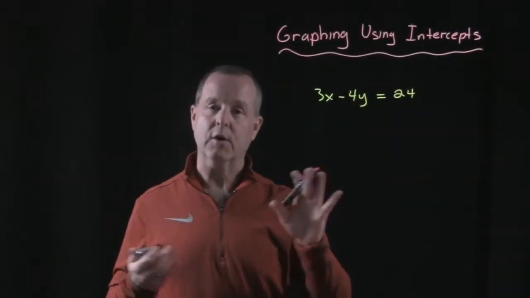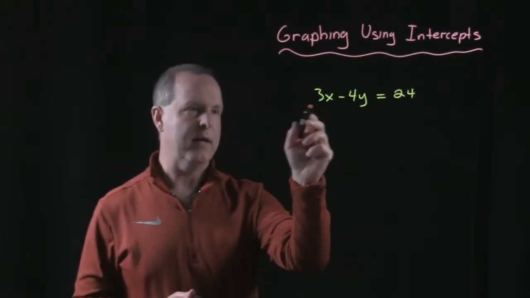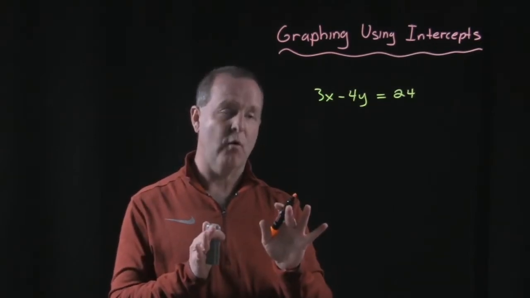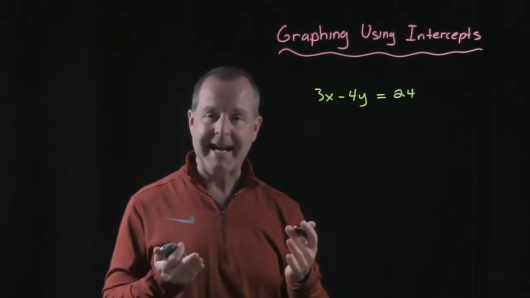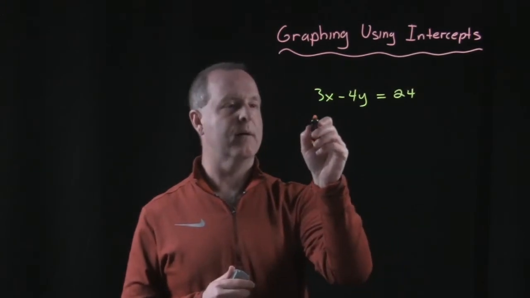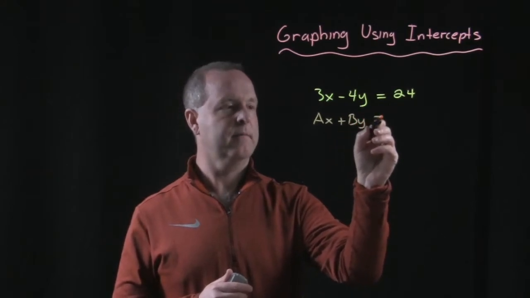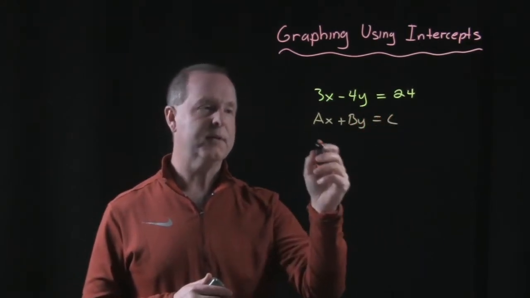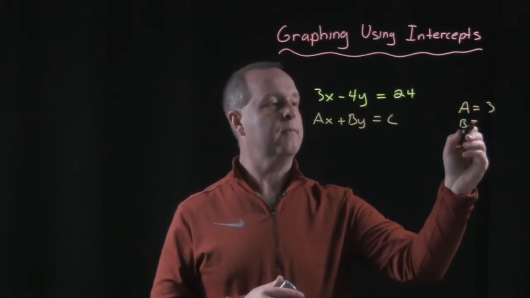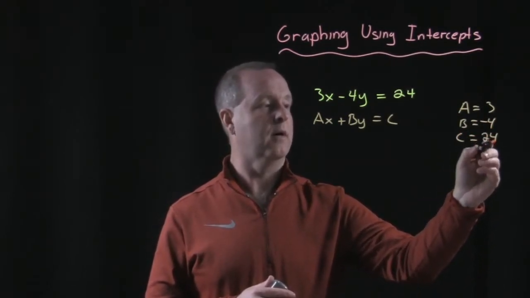So let's look at how we can graph some equations using the intercepts. Now notice I have written 3x minus 4y equals 24. I wrote that in a specific form. That specific form is what we call standard form, or the standard form of a line. That represents ax plus by equals c, where in this particular case, a would equal 3, b would equal -4, and c would equal 24.